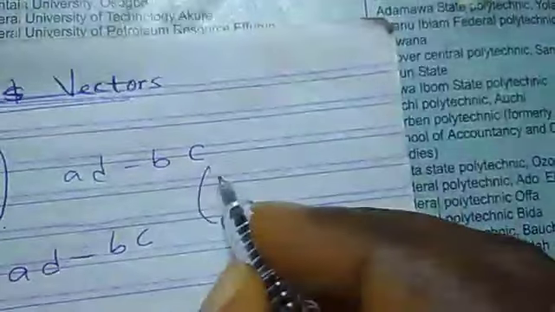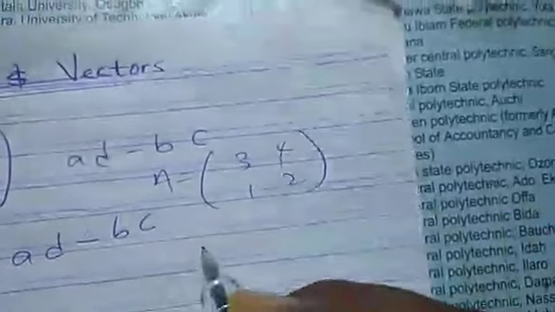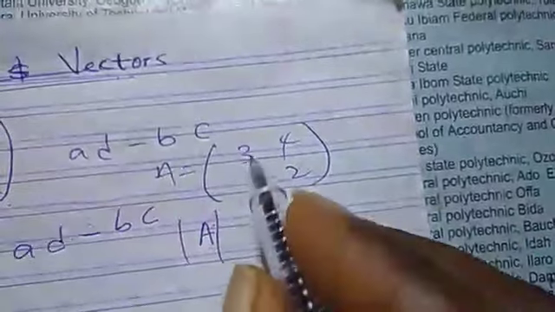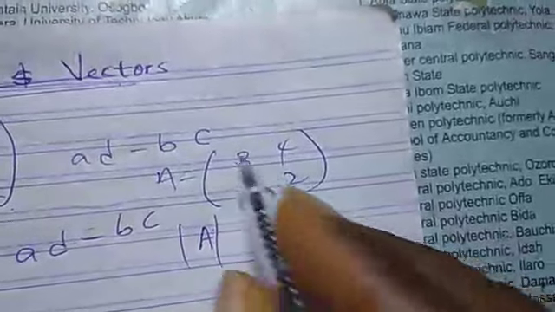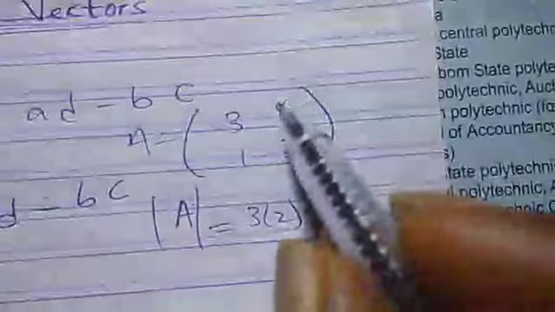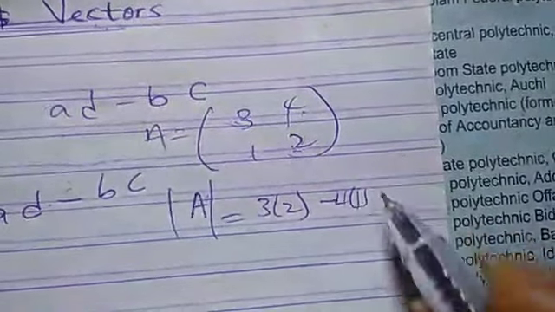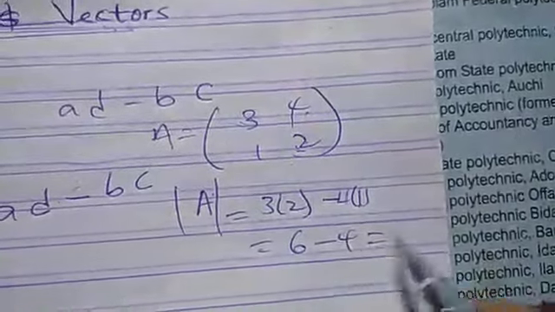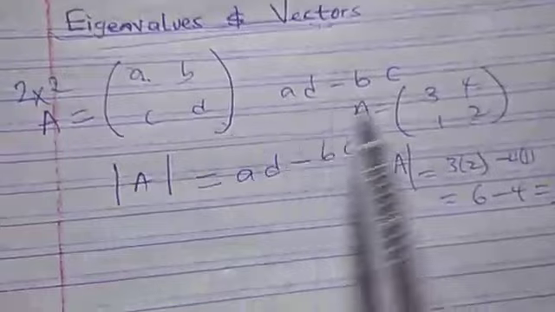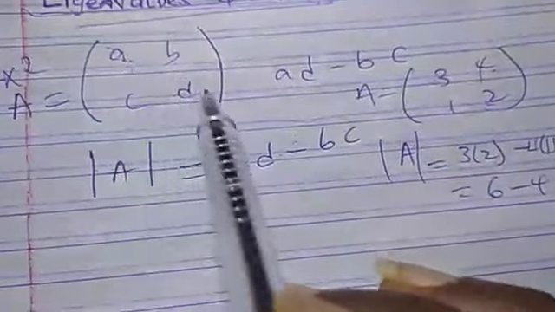For instance, let's assume that we have matrix A to be 3, 4, 1, 2. The determinant is simply the multiplication of this diagonal, that is 3 times 2, minus 4 times 1. So this is 6 minus 4. Our answer is 2. So that is the determinant. It's very easy to do the determinant of a 2 by 2.